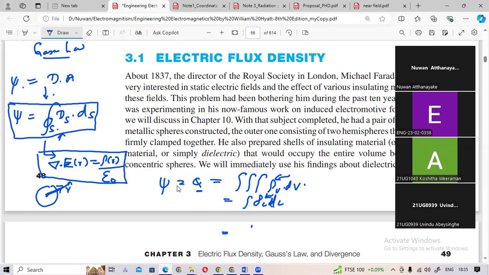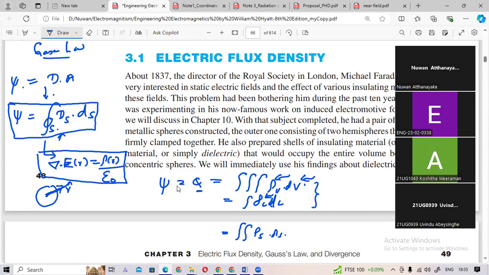And if there is a surface charge density, we can have the surface integral. So Q can be calculated using these three types of integrals, depending on the charge density. If the volume charge density is there, you have to do the volume integral. If the line charge is there, you have to do the line integral. If the surface charges are there, you have to do the surface integral.